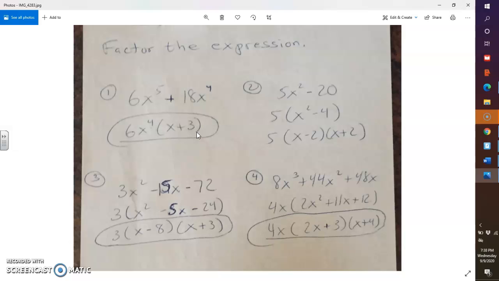Keep in mind, we're not changing the value of anything. If I were to plug a 1 in for x, I would get 24 in the original one. And if I plugged 1 in for x down here, I would also get 24. So we're really just simplifying.